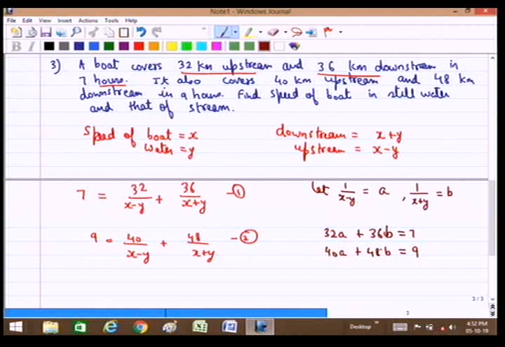Now we just have to simplify these equations, solve them, find the values of a and b, and after getting them we will equate to 1 over x minus y and 1 over x plus y, and from that we can find the values of x and y. So this one I am leaving for you. You can solve this one now. Finally your answer will be x equal to 10 and y equal to 2, that is 10 km per hour and 2 km per hour.